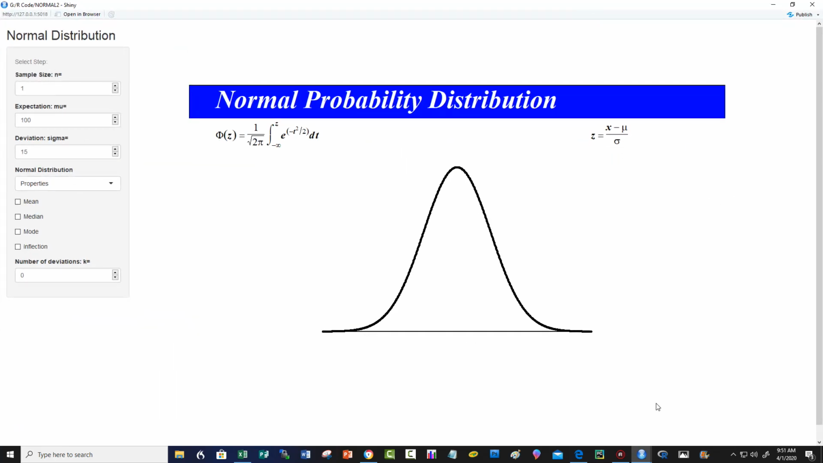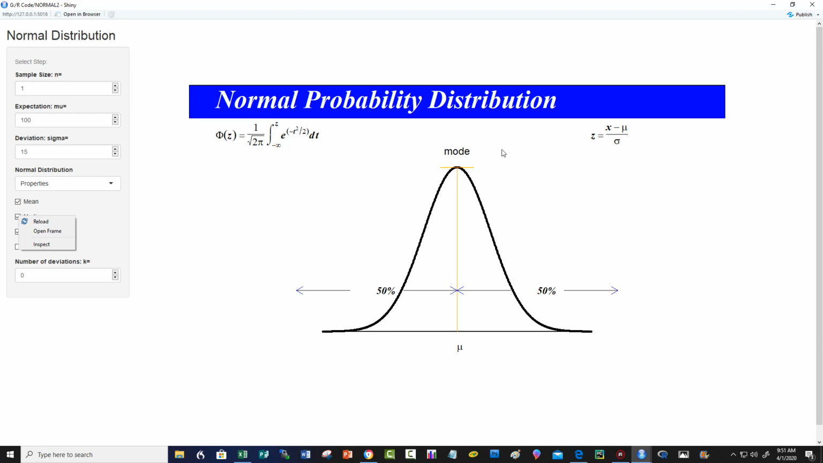So this is the normal probability distribution. It is bell-shaped and symmetric. And what we mean by bell-shaped is that it has the curvature such that the mode is the most frequent observed value. It happens also to be the mean. And because of the symmetry, it is also the median.